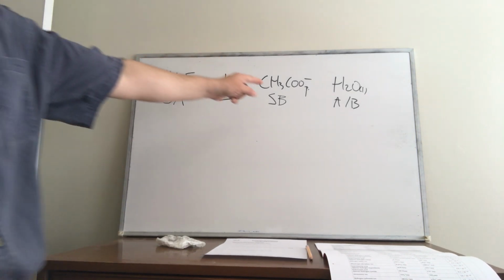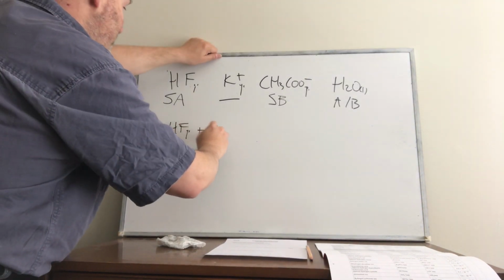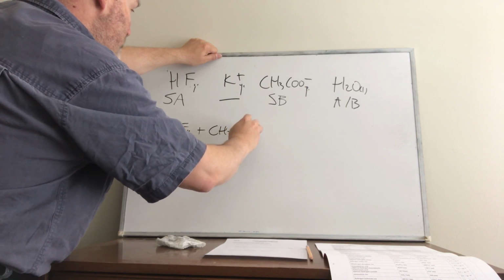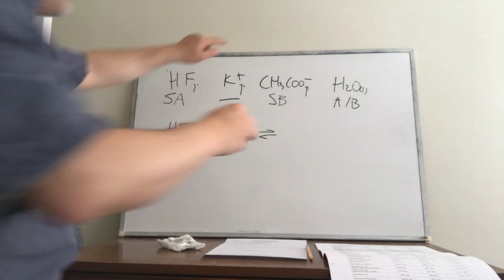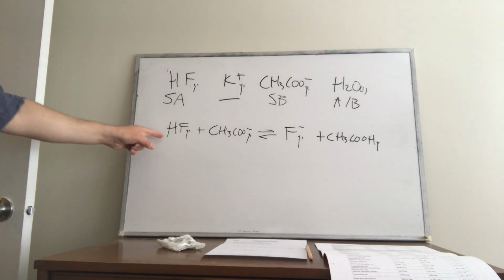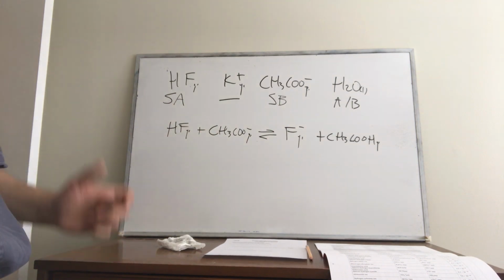The strongest acid donates 1 proton to the strongest base. HF aqueous plus CH3COO minus aqueous, double-headed arrow, becomes, so when HF donates 1 proton, it becomes F minus. And the acetate gains a proton, so it becomes CH3COOH aqueous. So it donated one proton as the strongest acid to the strongest base, making F minus and CH3COOH.